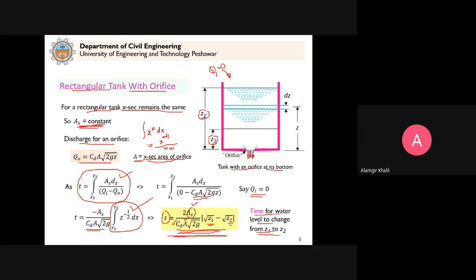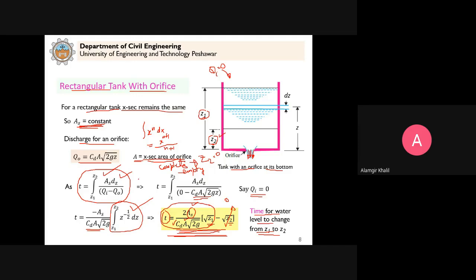So when you want to completely empty, what will be Z2? If we want to completely empty, then Z2 will be equal to 0. This is for complete empty. So Z2 will be 0. You put Z2 equal to 0, and then you just simplify this equation. You will get the time to completely empty the swimming pool or even this tank. So this is how we simplify this general formula for any given specific case.